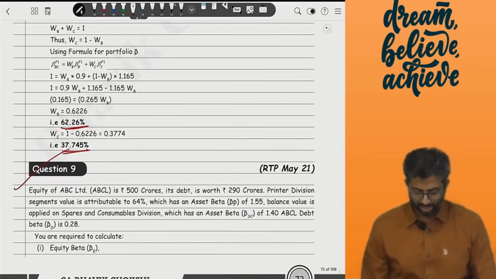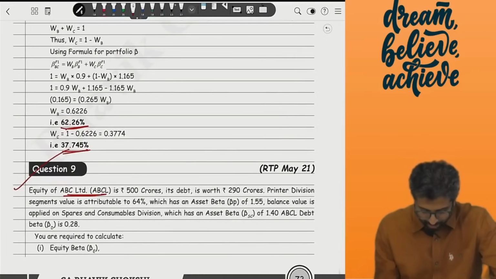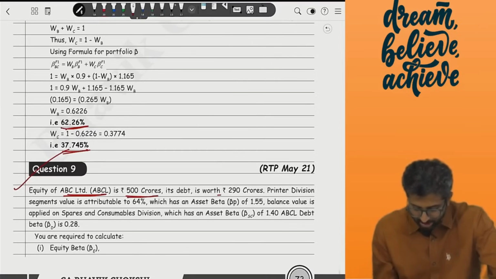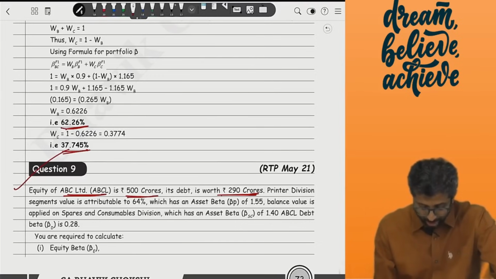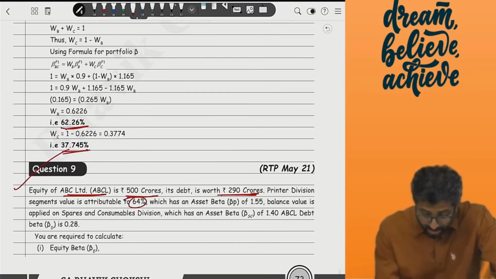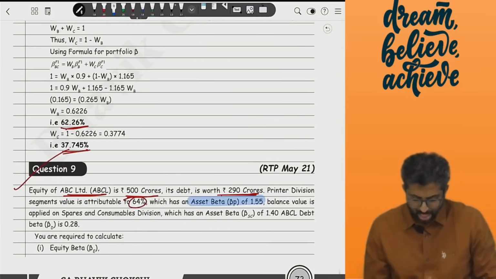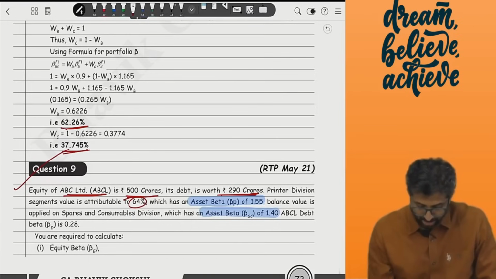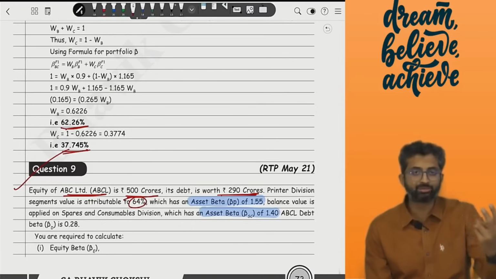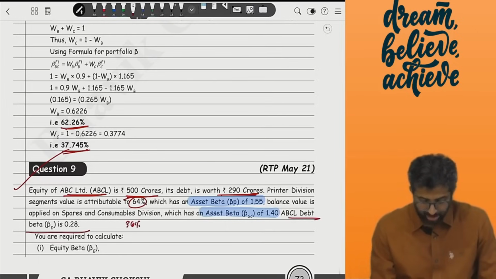If you look at question number 9, this is on the geared and ungeared beta concept. The equity of ABC is 500 crores and its debt is worth 290. That means a total of 790 crores. Printer division segment's value is 64% with an asset beta. This is the first time we have directly been given an asset beta, of 1.55, and the balance value is attributable to stores and consumables division, which has again an asset beta of 1.4. Balance value to stores and consumables: if my business has 2 divisions, one is 64%, the remaining should be 36%. ABC's debt beta is 0.28.